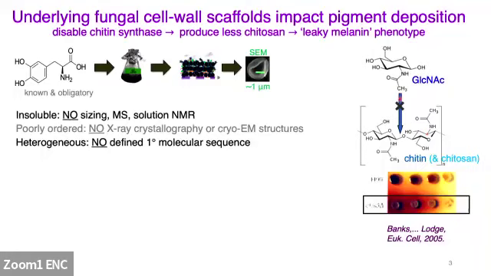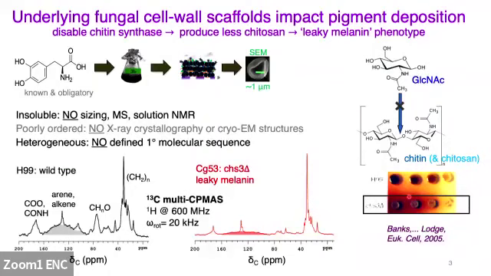If you prevent that from happening by genetic manipulations, what happens is that the melanin is just fine to form, but it does not adhere. It leaks out into the cell medium. And that is generally called leaky melanin. It emphasizes the importance of the scaffold as well as the pigment.